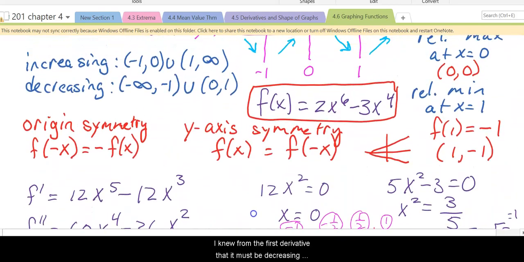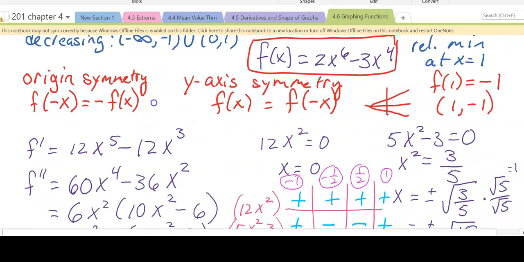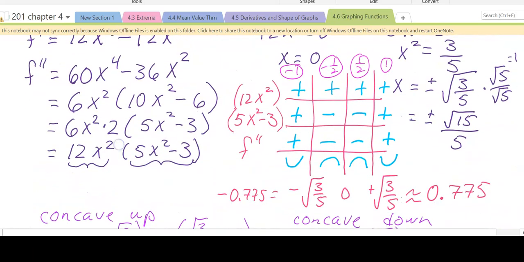Now let's see what other piece of information we have to add. I knew from the first derivative that it must be decreasing between negative infinity up to -1, and again from 0 to 1. Let's focus on the far left and get that piece in. Negative infinity to -1, it's decreasing. Is it concave up or is it concave down there? Let's look at the second derivative. The second derivative says that until about -0.775, it's concave up.